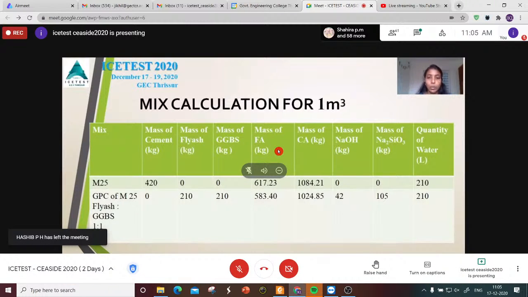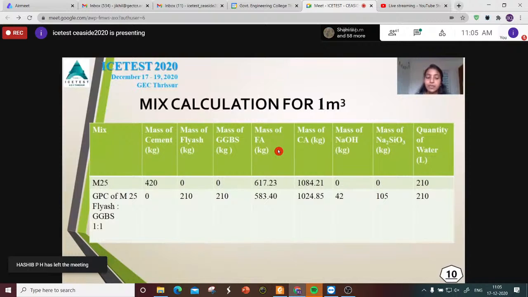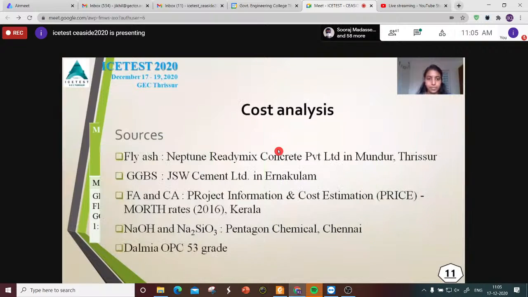And similarly, we had also calculated for the M25 conventional concrete, and the quantities obtained for 1 meter cube of concrete are tabulated here along with the GPC M25 optimum mix. Now coming to the cost analysis, we have conducted the cost analysis for the optimum GPC mix and for the conventional M25 mix of 1 meter cube concrete.